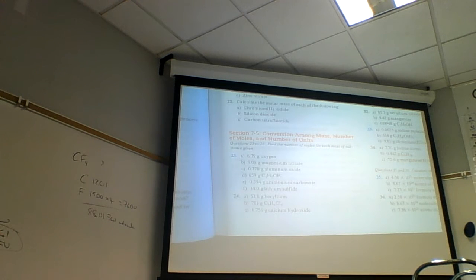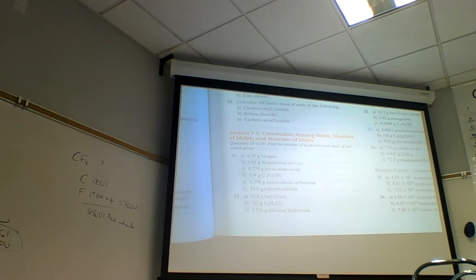So grams of beryllium cancel, that gives us moles of beryllium. So 53.8 divided by 9.012, that gives me 5.969. I'm allowed 3. I'll carry 4 here. Moles of beryllium, which is going to be 5.97 moles.